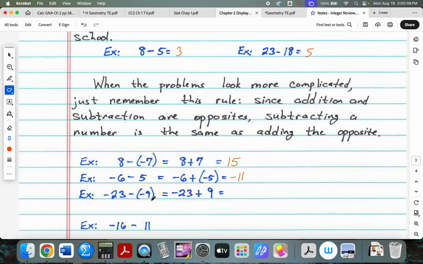And then negative 23 minus negative 9. I'll make that negative 23 plus positive 9. And that is negative 14.